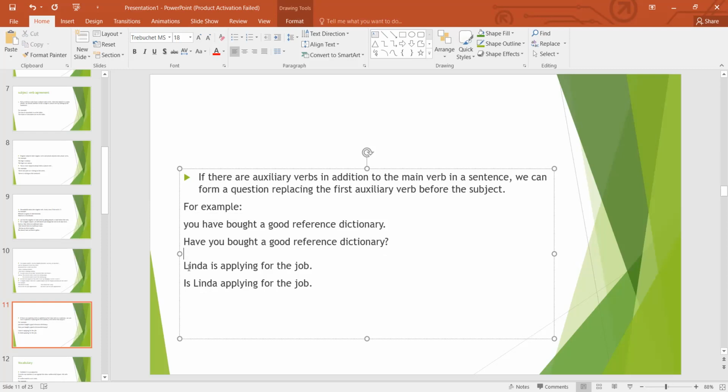Here's another example. Linda is applying for the job. Is Linda applying for the job? So this auxiliary verb we write in front of the sentence because we are asking something. Whenever you ask any question, you need to put the auxiliary verb in front of the sentence. All right? So this is the end of our subject-verb agreement.